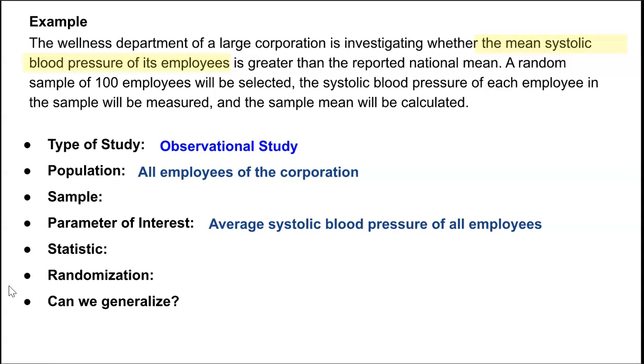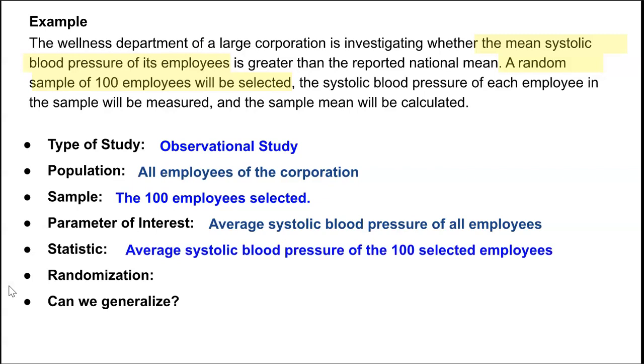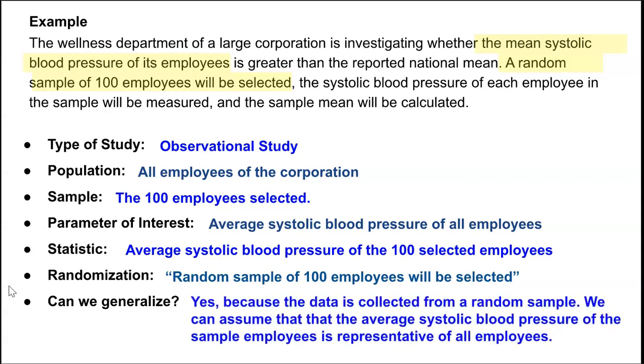the corporation was investigating. I can use the information in the second sentence to determine that the sample for this study is the 100 employees that are selected, and the statistic is the average systolic blood pressure of those 100 employees. We can also see that this second sentence tells us that the employees were randomly selected to participate in the study.